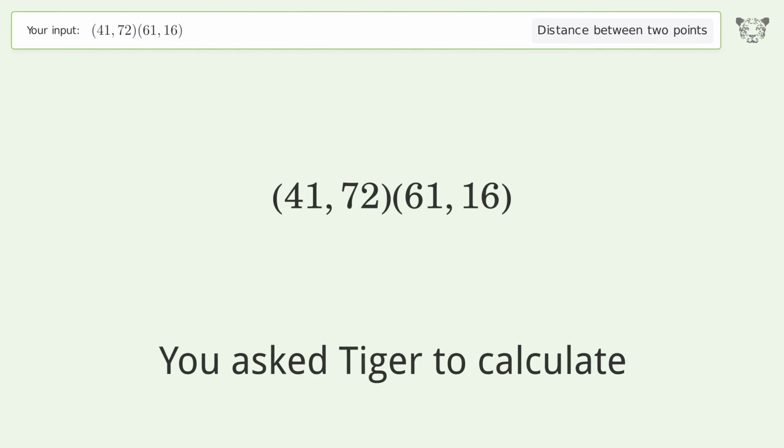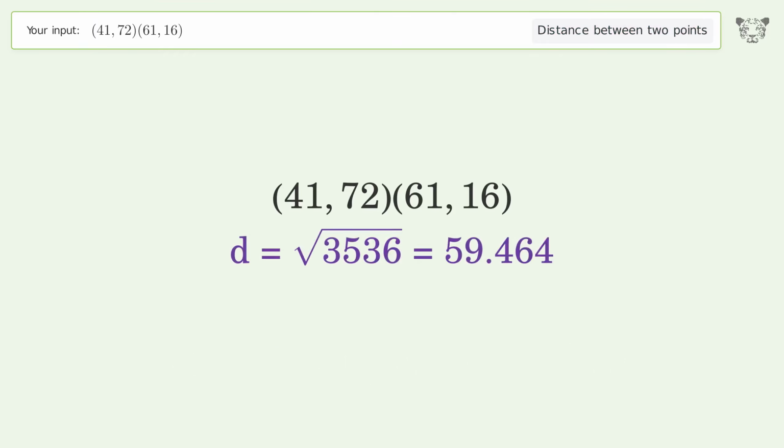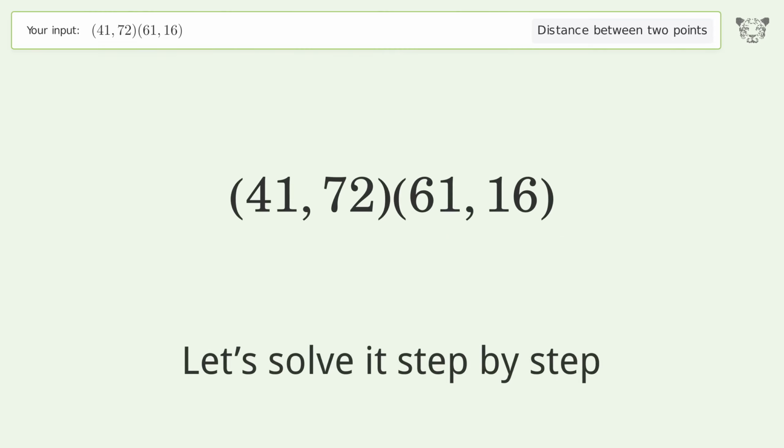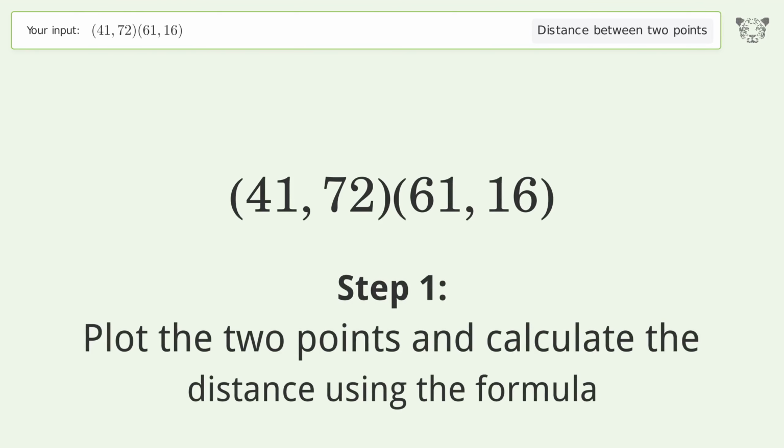You ask Tiger to calculate. This deals with the distance between 2 points. The distance between the 2 points is the square root of 3,536, or 59.464. Let's solve it step by step. Plot the 2 points and calculate the distance using the formula.